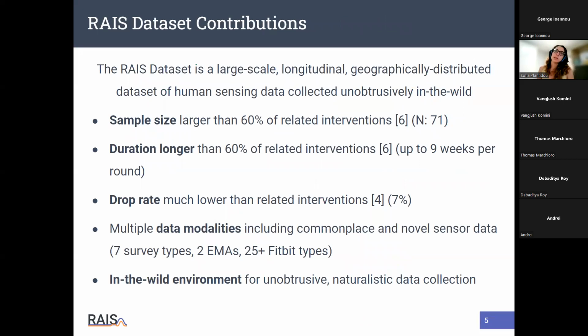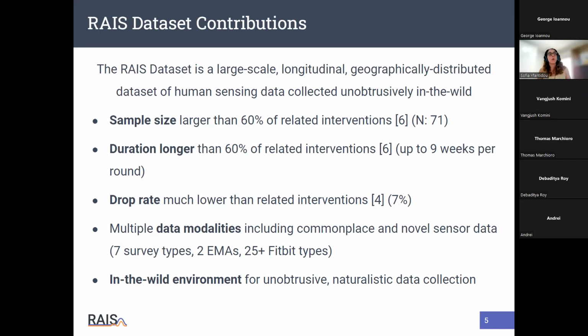To that end, we've decided, along with Stefanos in the beginning and Professor Vakali, and in collaboration with the RAIS Consortium, of course, to conduct the RAIS Consortium experiment, as you all know, which is a large-scale, geographically distributed experiment and study of human sensing data collected unobtrusively in the wild.